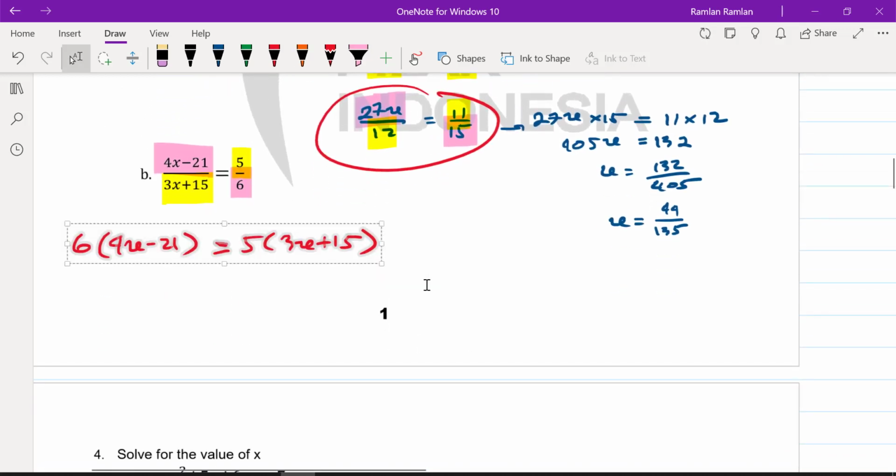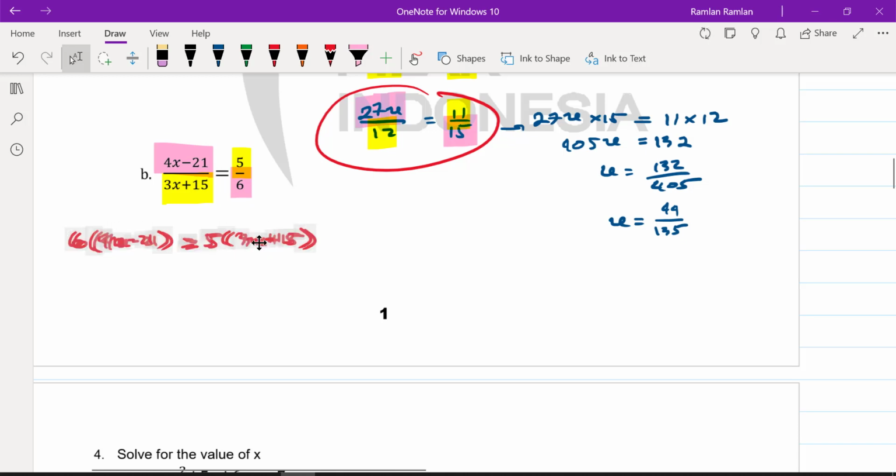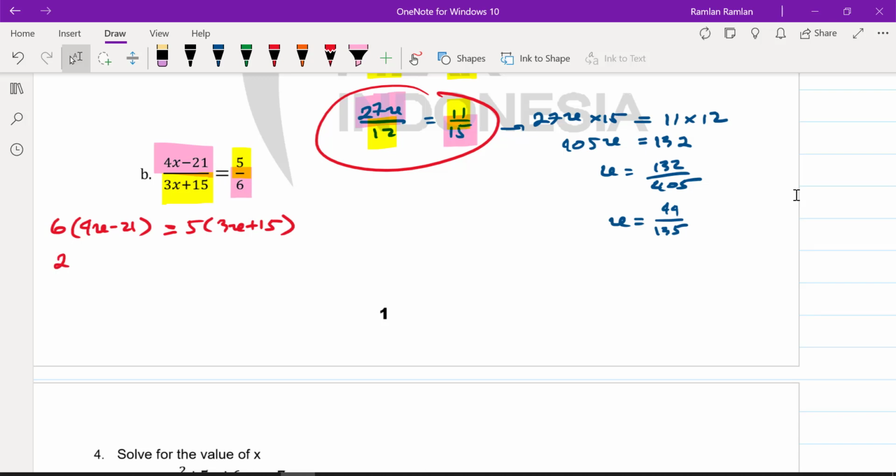So let's do it. I'm going to make this a little bit small, guys, so we can have some space. And yeah, just multiply them. 6 times 4x will be 24x. And then 6 times negative 21 will be negative 126. And then 5 times 3x will be 15x. And then 5 times 15 is, I think this is 55. Sorry, 75. Sorry, my bad. 75. Yes. Okay. Now again, guys, the final goal is to make the variable alone on one side.